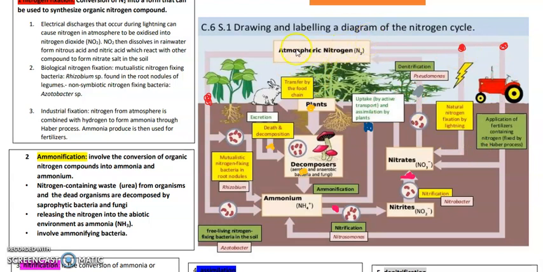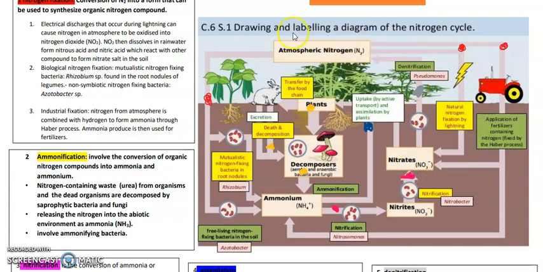So ada 3. First is by biological fixation, which the nitrogen, daripada raindrop apa semua tu, so dia akan jatuh and with the help of the bacteria called rhizobium, the nitrogen will be converted to ammonia. That is called biological fixation. Okay, second, the nitrogen in the atmosphere will be used in the Haber process, in which the nitrogen will be converted into nitrate.